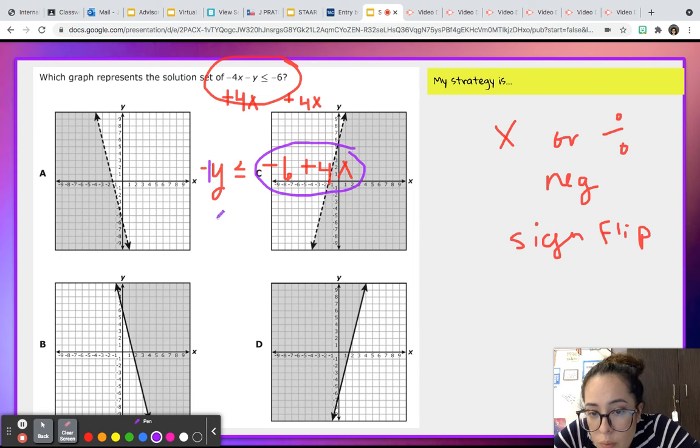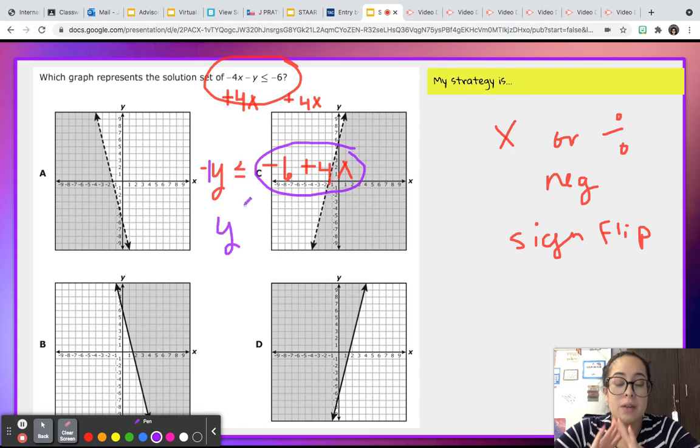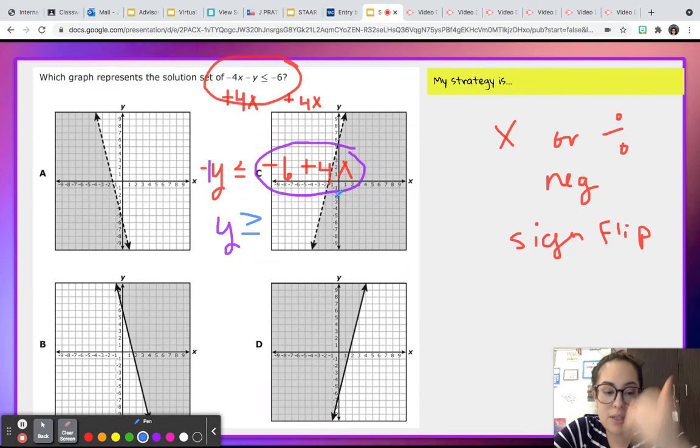So y becomes isolated, right? But because I divided by a negative, this is a case where my sign flips. All of this becomes opposite, because a negative times a negative becomes a positive, but a positive times a negative becomes a negative. So basically, I'm just going to do the opposite of everything I see. Negative 6 divided by negative 1 is positive 6. Positive 4x divided by negative 1 is negative 4x.